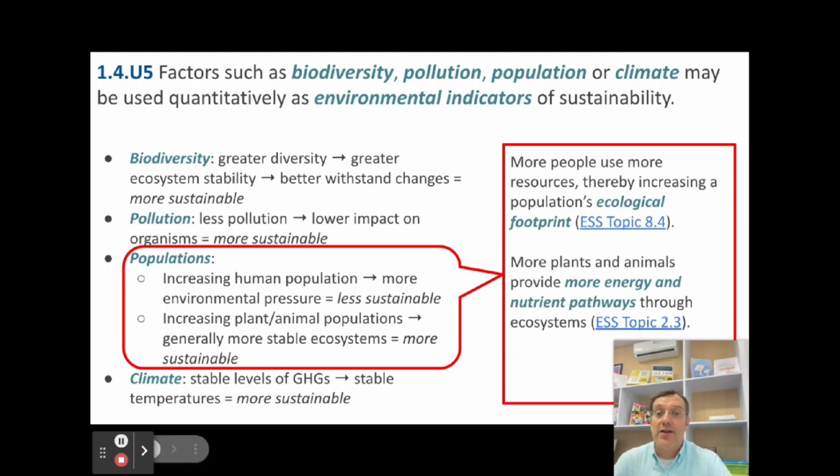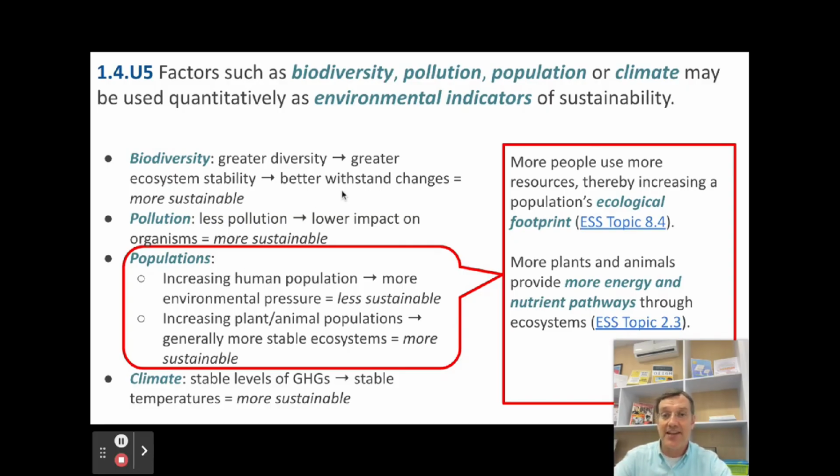Populations, right? Similar to Simpson's Diversity Index, we can measure populations. But in this case, we're looking at initially human populations. The more people there are on the planet, the more resources we typically consume. So more people means more pressure, which means that's less sustainable.